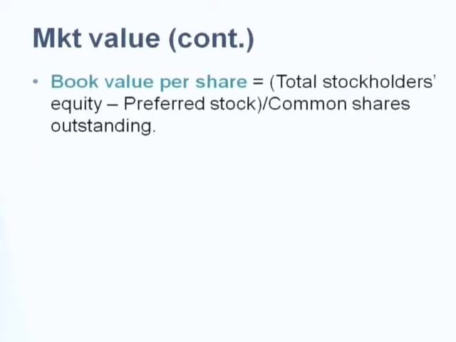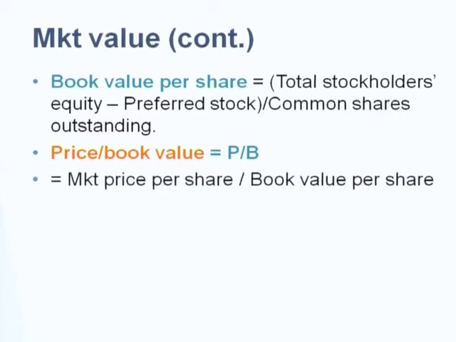So the next one is book value: price to book value, or PBV ratio or PB ratio. The unit again is times. If the PB ratio is equal to 4 times, what does it mean? It means investors are willing to pay $4 per share for every $1 of book value per share. Higher means better for management, but for investors, higher means more expensive.